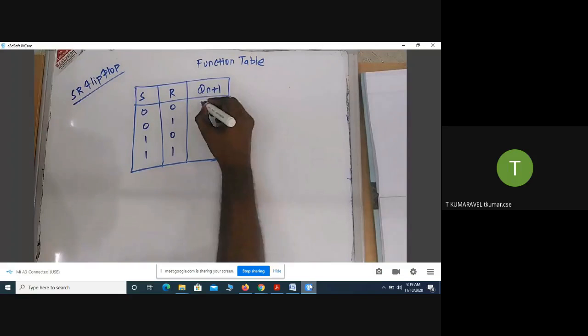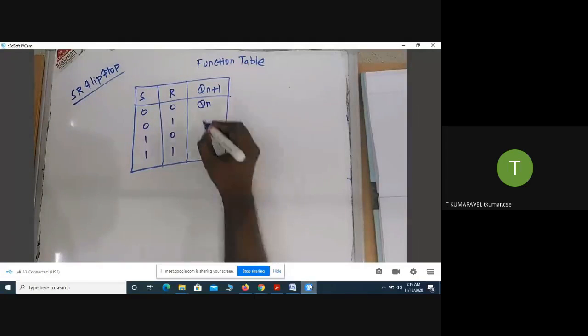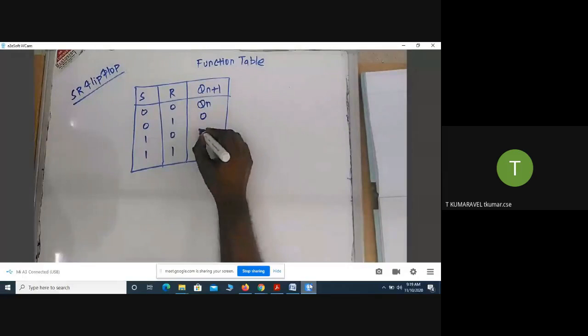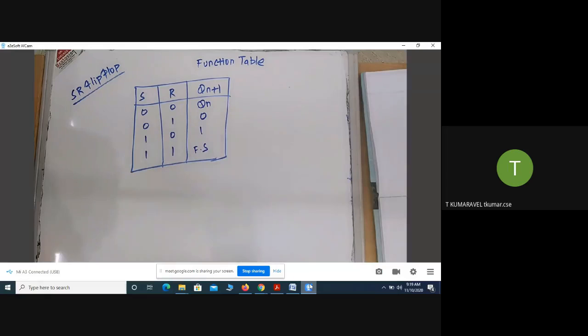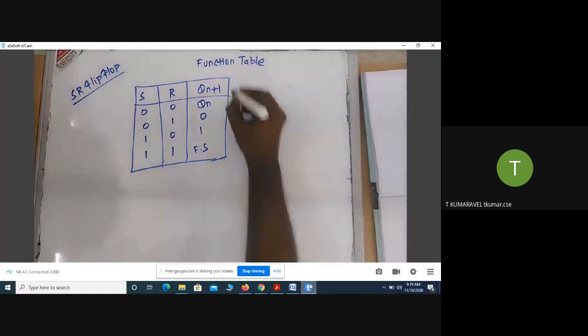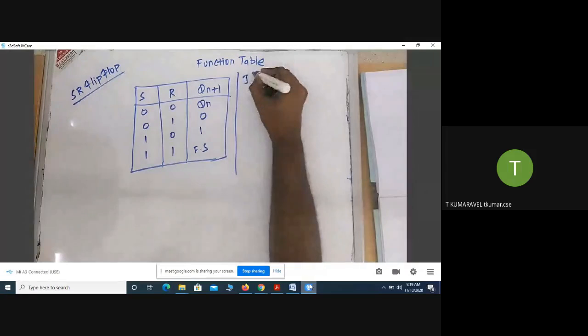If the input combination is 0 0, it will retain the previous state. Suppose my input combination is 0 1, the output value is 0. For 1 0, the output is 1. For 1 1, this is called the forbidden state, not defined. Next, I'm taking the JK flip flop.